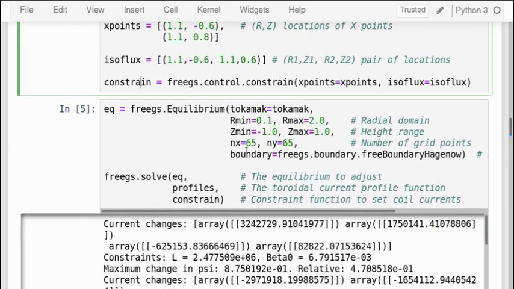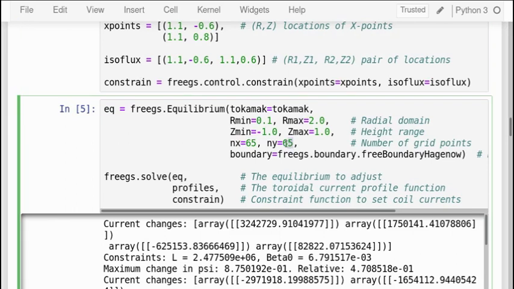Okay, so now we can put together all the pieces. So we have the coils, we have the profiles and the control system, and we need a grid or a mesh to solve it on. So we specify we have an equilibrium which is based on this tokamak. It has this range of R and Z and this number of grid points. And remember, this is a fairly typical kind of value. Remember, these are 2 to the n plus 1, so it's 64 plus 1, because that enables some more efficient numerical algorithms to be used.